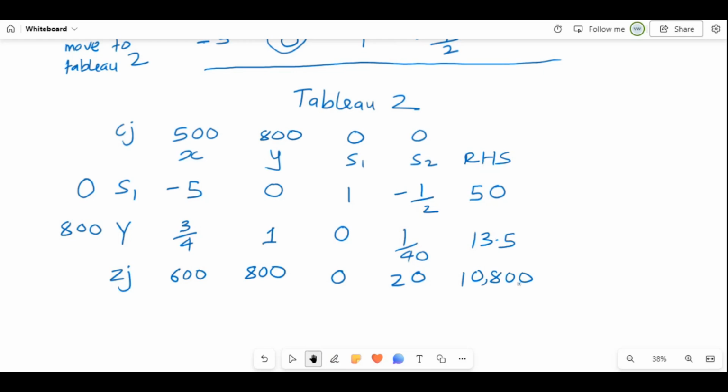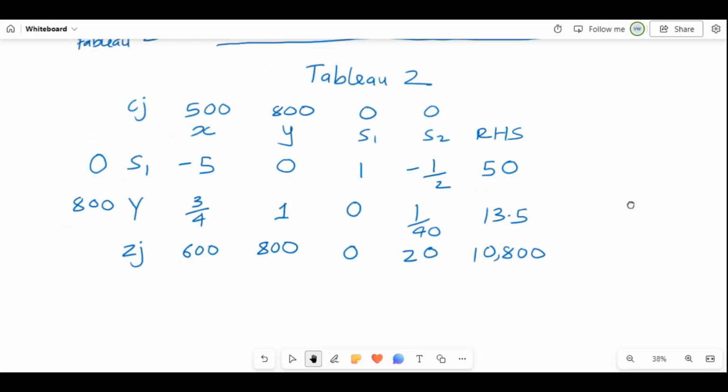So now that we have our ZJ row, again we introduce the row that we test for optimality by taking the CJ minus ZJ. So when you take the CJ minus ZJ, this is 500 minus 600. This is minus 100. 800 minus 800 is 0. 0 minus 0 is 0. And 0 minus 20 is minus 20.